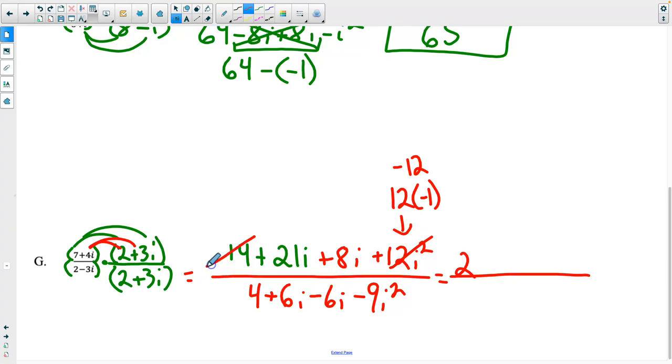So I'm crossing both of those off because I know I'm done with them. Then I got these two pieces, and so I get 29i. On the bottom here, the 6i and the 6i, positive, negative, cancel out, they're gone. Negative 9i squared becomes what? Positive 9. So I just get 4 plus 9, which gives me that 13.